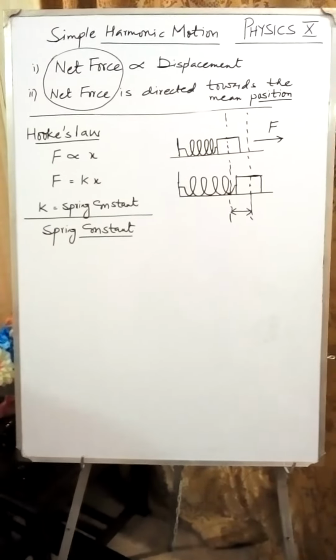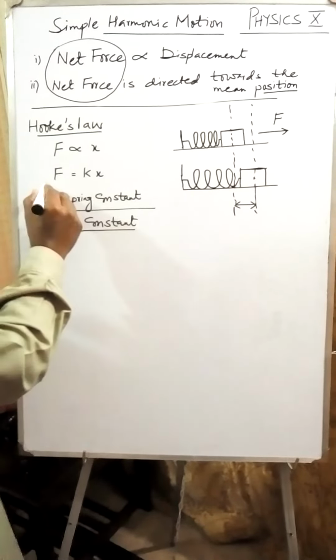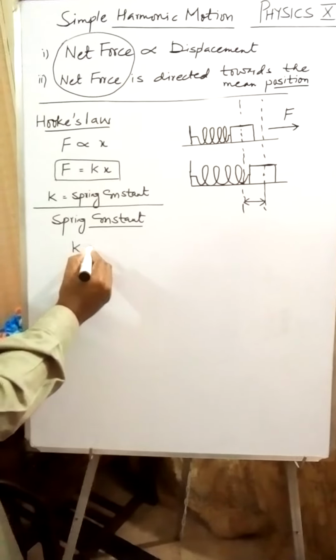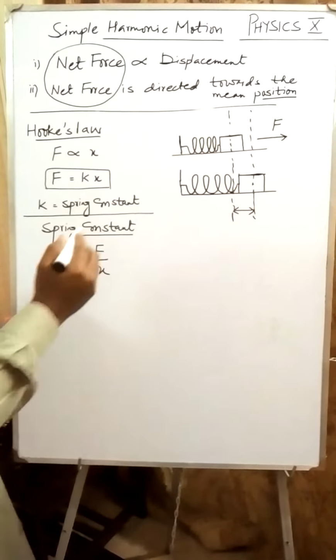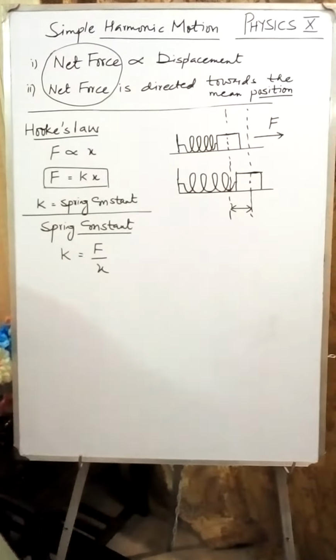Okay, now I come to the spring constant. How to define it? Look at this equation. From here I may call K as K spring constant. This is F over X. What is F? That is force applied on the spring. What is X? Change in the length of the spring.